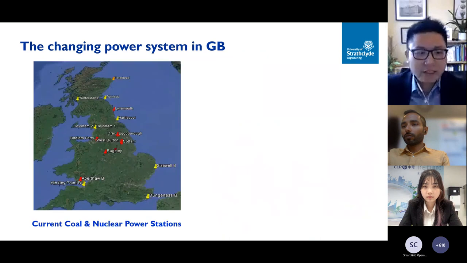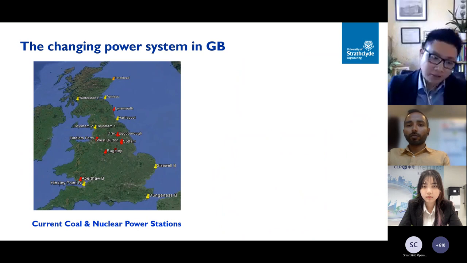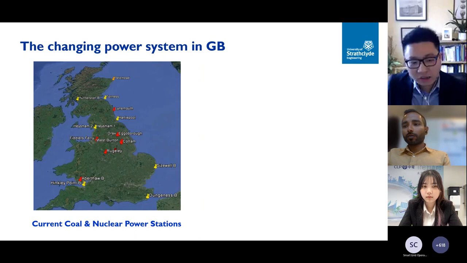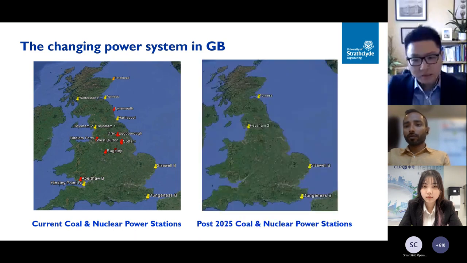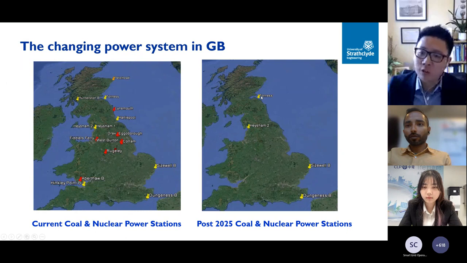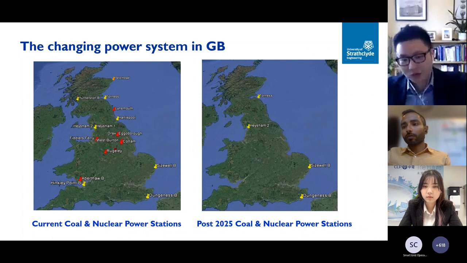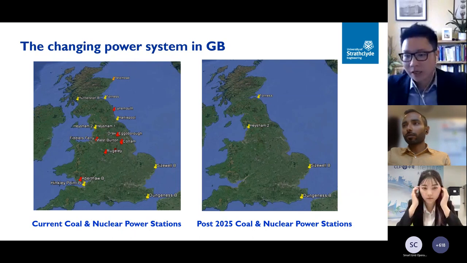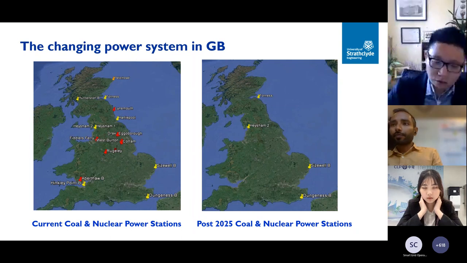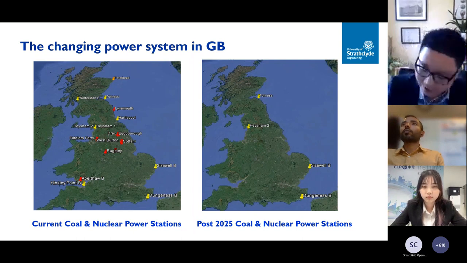If you look at this map, these are the coal and nuclear power stations we have in the UK right now. There are still quite a good number of them, but a couple of years from now, many of them will be decommissioned. The Torness power station here, a nuclear power station, will be decommissioned after 2030. So it's a massive change within a relatively short period of time. These synchronous machines are normally easier to plan, schedule, and control. If we replace all of them with converters, the problem is we have uncertain, intermittent renewable resources, and that is the key challenge we are facing.